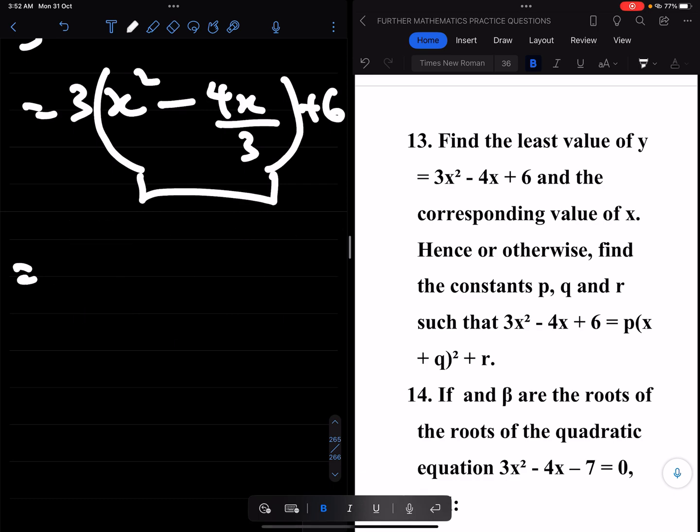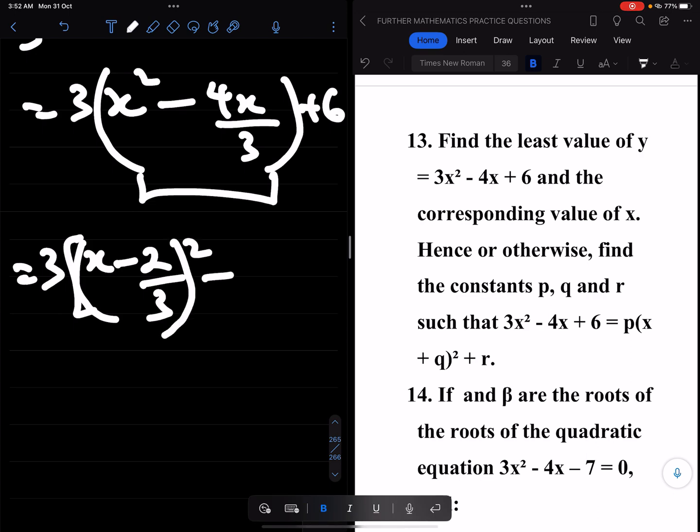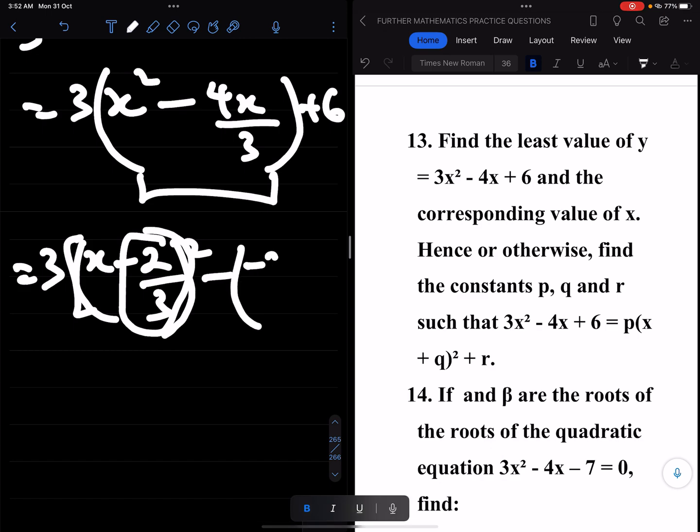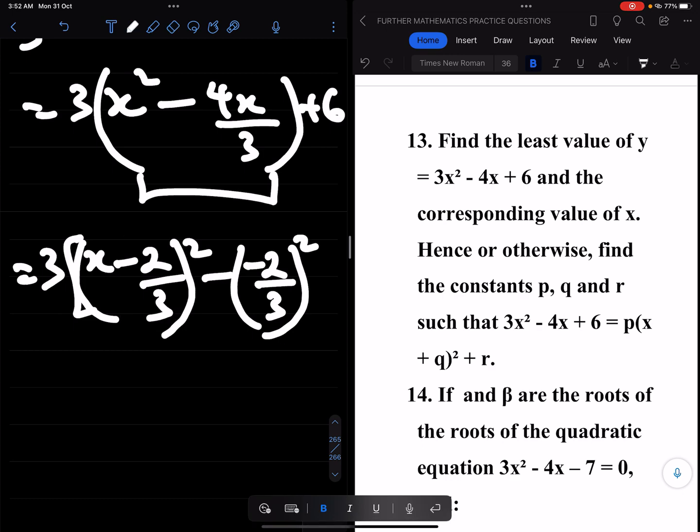So let's take that again. To complete the square for x squared minus 4x over 3, I'll have 3 times x minus 2 over 3, since the coefficient of x is minus 4 over 3. Half of that is minus 2 over 3. All squared minus the square of this half the coefficient of x, which will be minus the square of minus 2 over 3. And that's what I'm going to write.